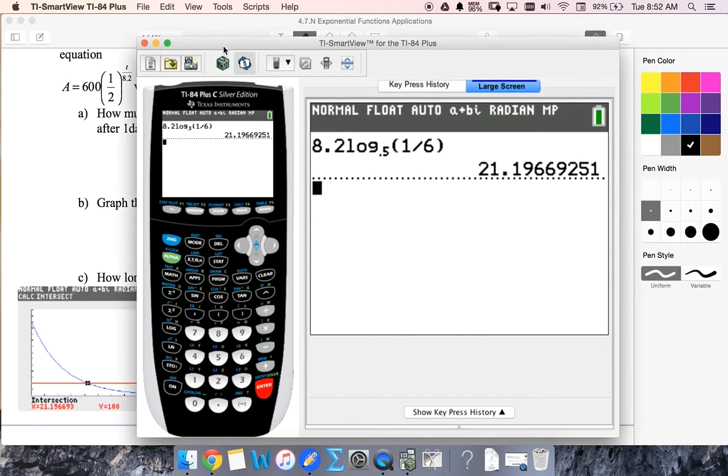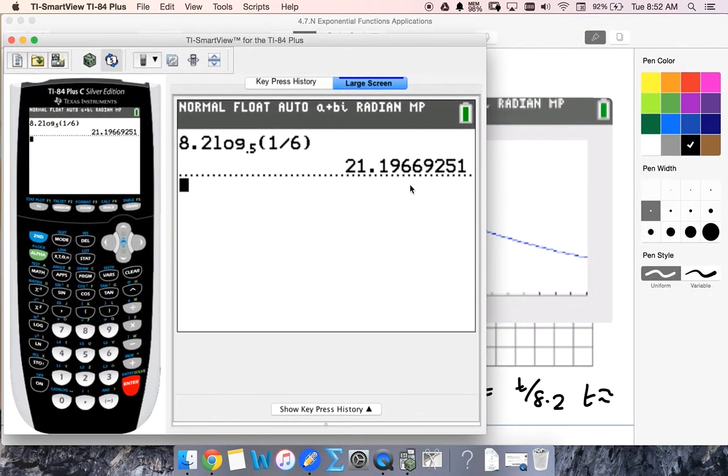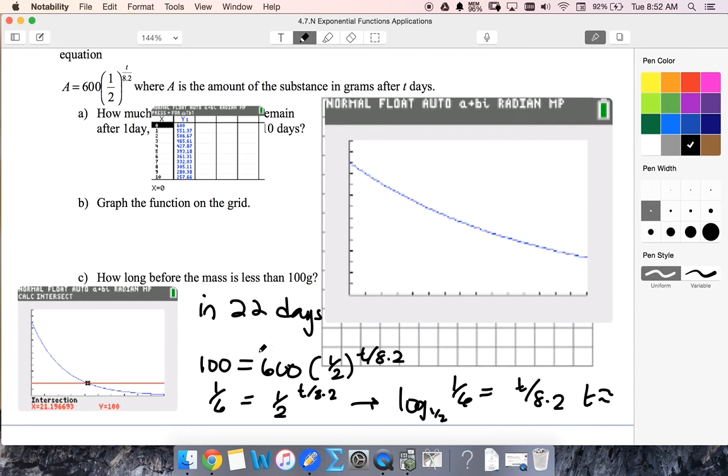And thankfully we do. We get that 21.196. And again, we have to round up to the number of days because at 21 days, it's not less than 100. At 22 days, it will be less than 100 grams. So there's example 2.